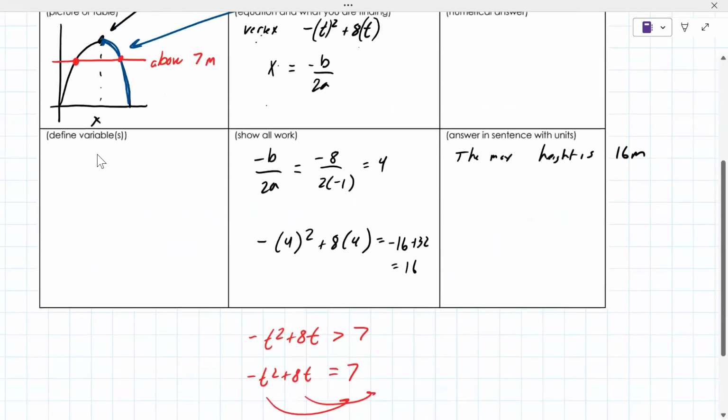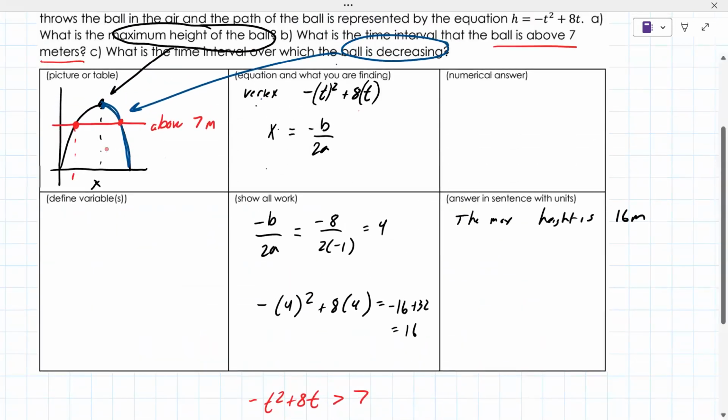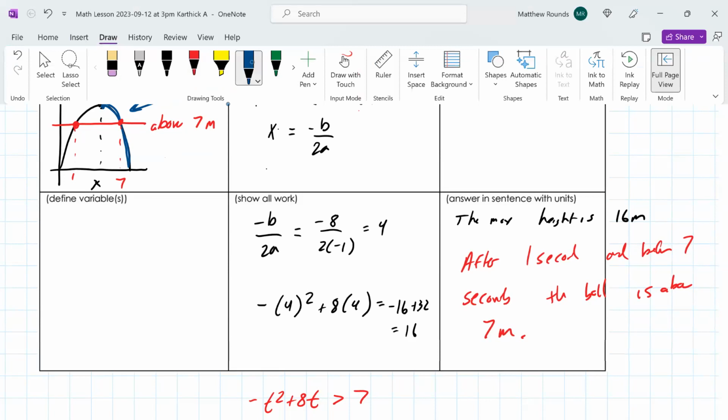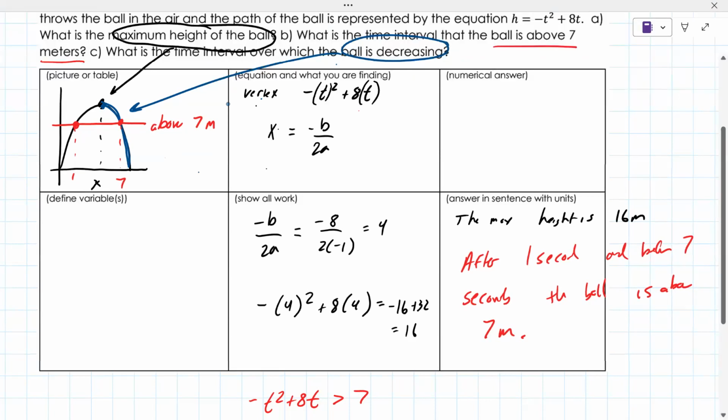That's where it first is above and then below; it goes up above 7 and then comes down. So you don't want to say that. You want to say after 1 second and before 7 seconds, the ball is above 7 meters. Got it.